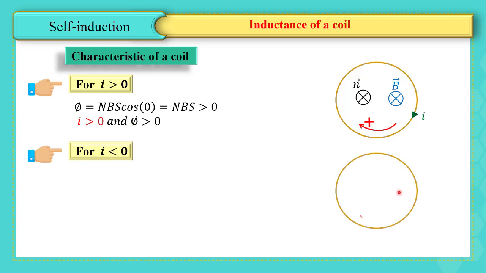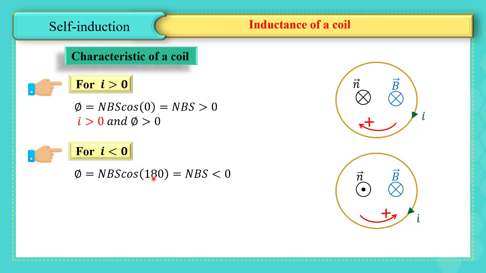In the second figure, the direction of the positive sense is chosen opposite to that of the current I. So the direction of the normal unit vector now will be opposite to that of B. So the angle between B and N will be 180 and the value of the flux will be negative. Also like the current, since the current is opposite to the positive sense. As a conclusion, the current I and flux have the same sign.